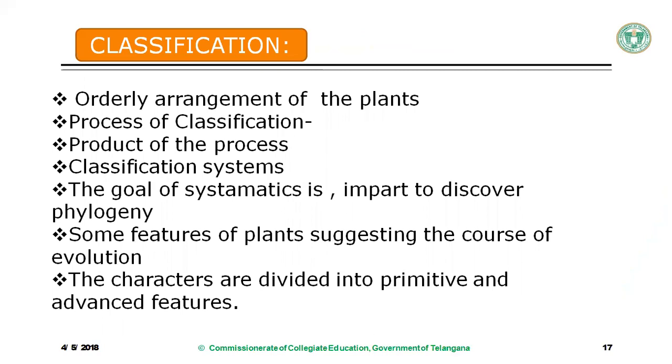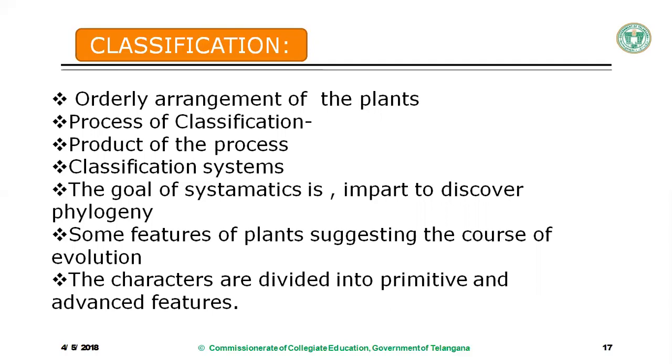Classification systems. The goal of systematics is to discover phylogeny. The main aim of classification is to understand how the plant groups evolved. What is the genetical and phylogenetic relationship between the groups of plants? It will be reflected by the classification. Some features of plants suggest the course of evolution. The characters are divided into primitive and advanced features.